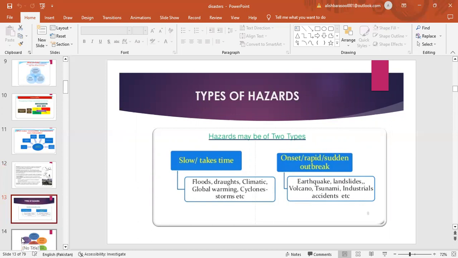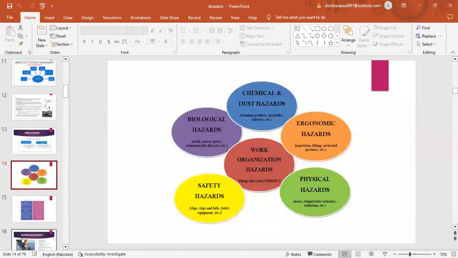Chemical and dust hazards: cleaning products, pesticides, asbestos, etc. Biological hazards: mold, insects, pests, communicable diseases. Work organization hazards: things that cause stress. Ergonomic hazards: repetition, lifting, awkward posture. Physical hazards: noise, temperature extremes, radiation. Safety hazards: slips, trips and falls, faulty equipment.